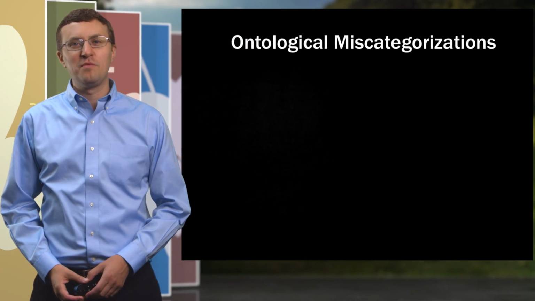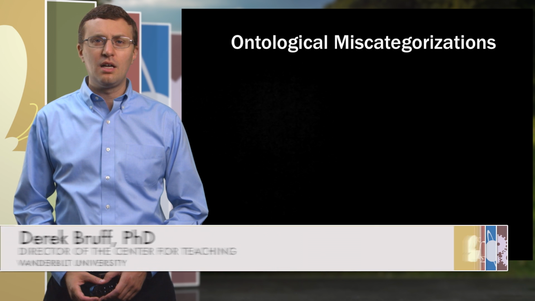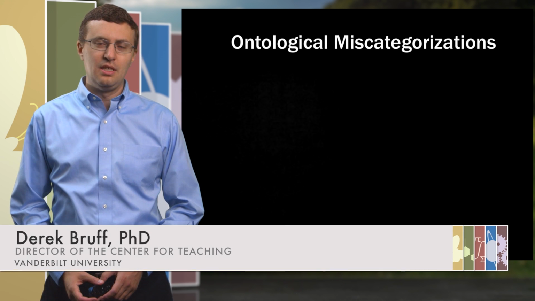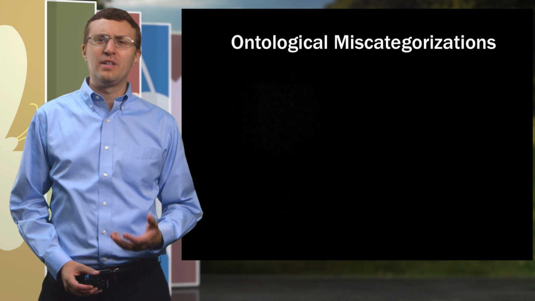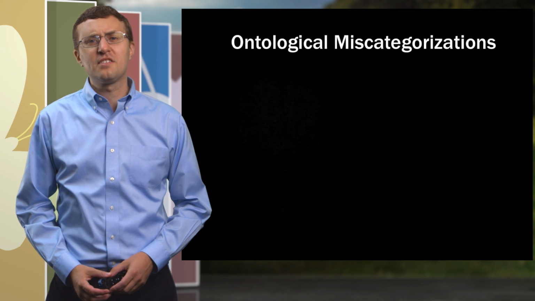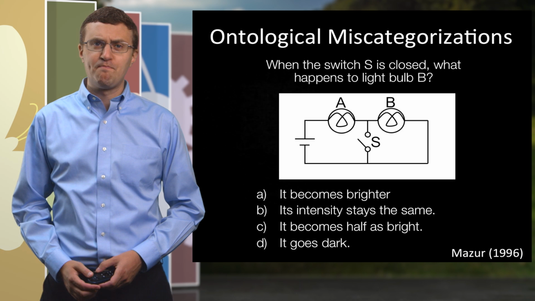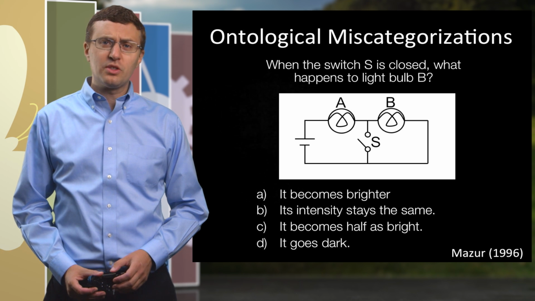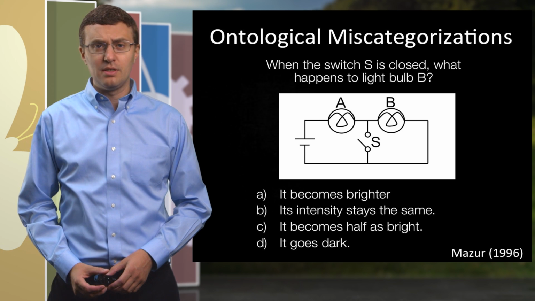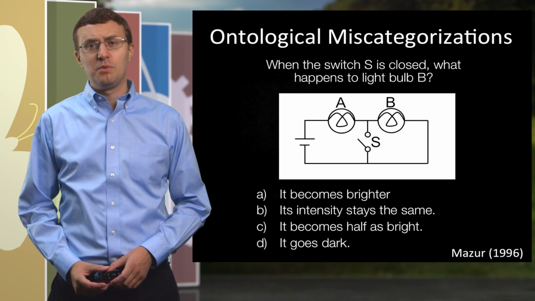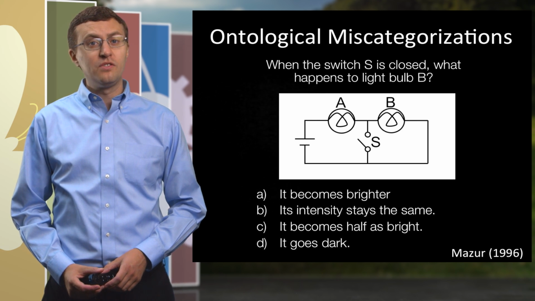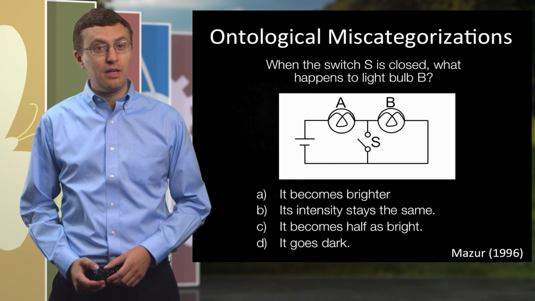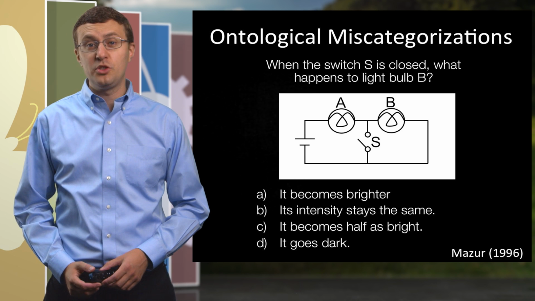A third category of misconceptions are what some call ontological miscategorizations. These misconceptions aren't based on flawed mental models, more like incorrect or incomplete metaphors. Let's explore this idea with an example. In the diagram, we see an electric circuit with two light bulbs. Currently, the circuit is closed, and both light bulbs are lit. What happens to light bulb B when we close the switch S in the middle of the diagram? Take a second and try to predict what will happen.